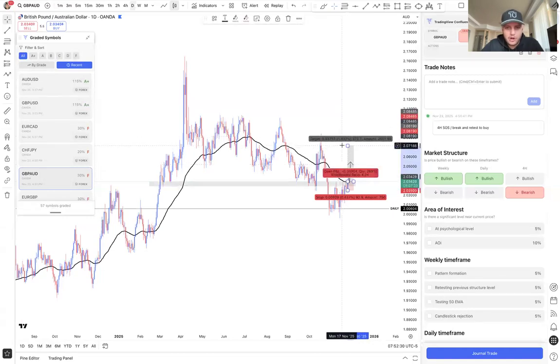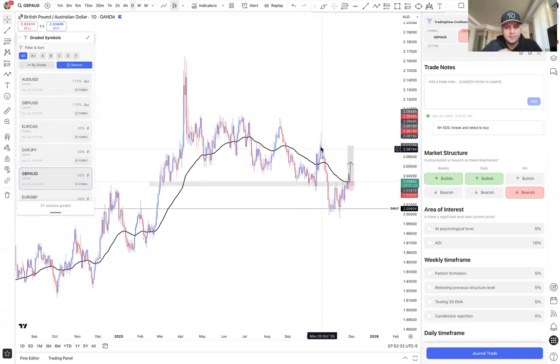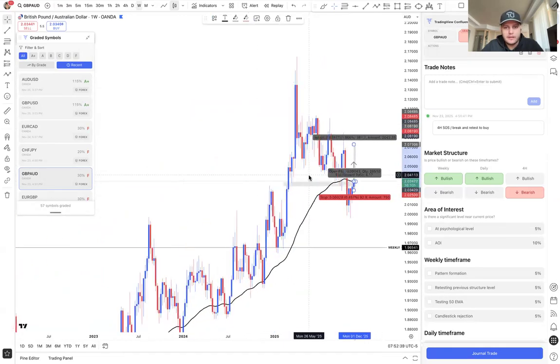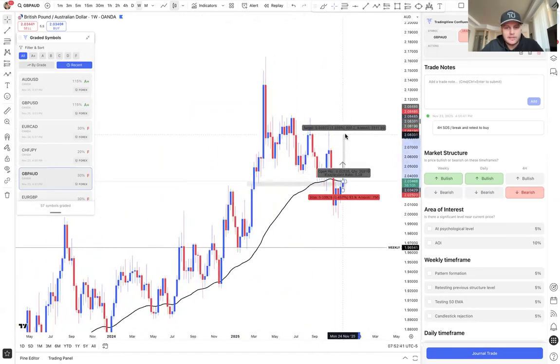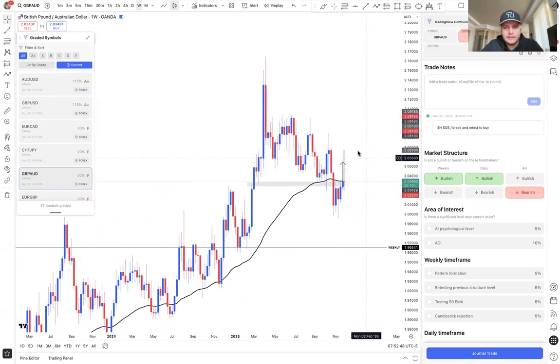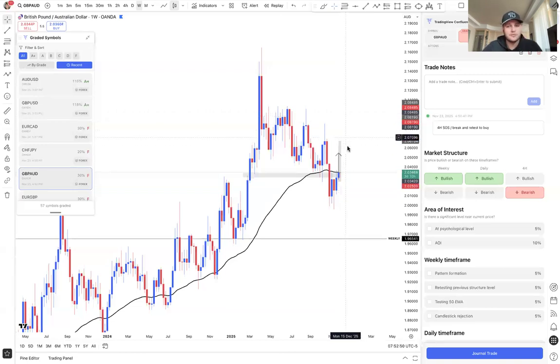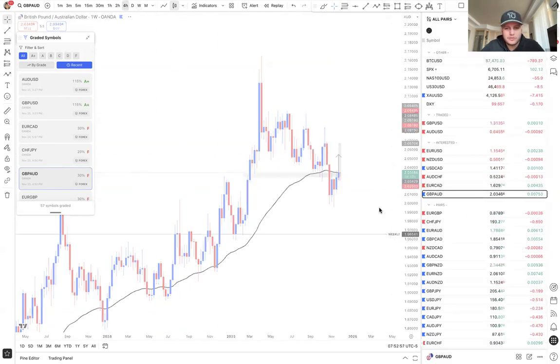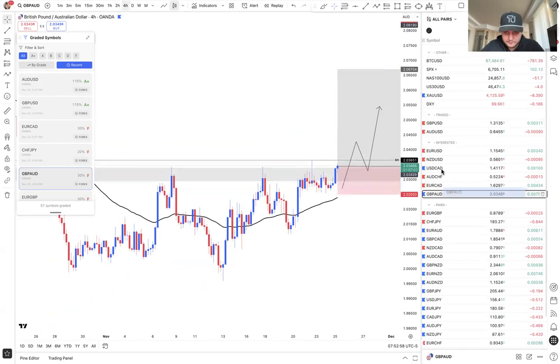I don't know where your take profit would be. My first take profit would probably be this daily structure for a 1 to 4. And then obviously, as price continues to move, we could also move our take profit to the next structure, and so on and so forth. But this would be the best one right here, weekly and daily structure for a 1 to 3.5 or a 1 to 4. GBP AUD will probably go closer to the top of my list.